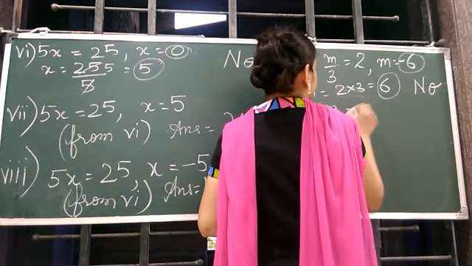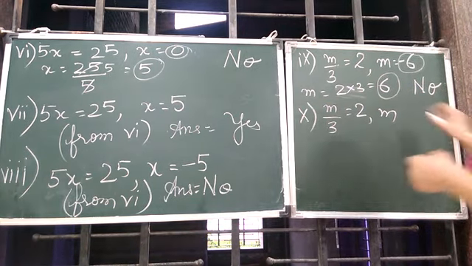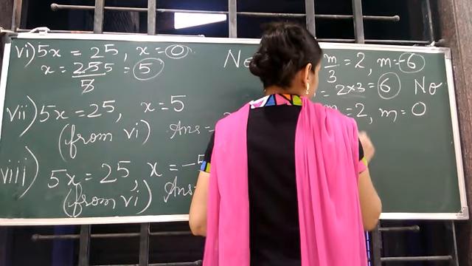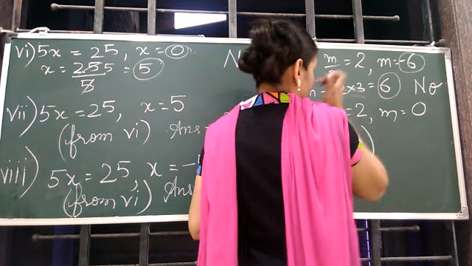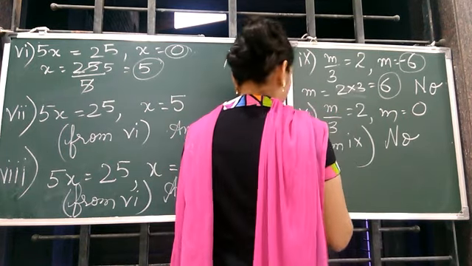Then 10th one, same it is. m is equal to 0. So, from 9th, answers will not match. So, values will not match. So, again it's a no.